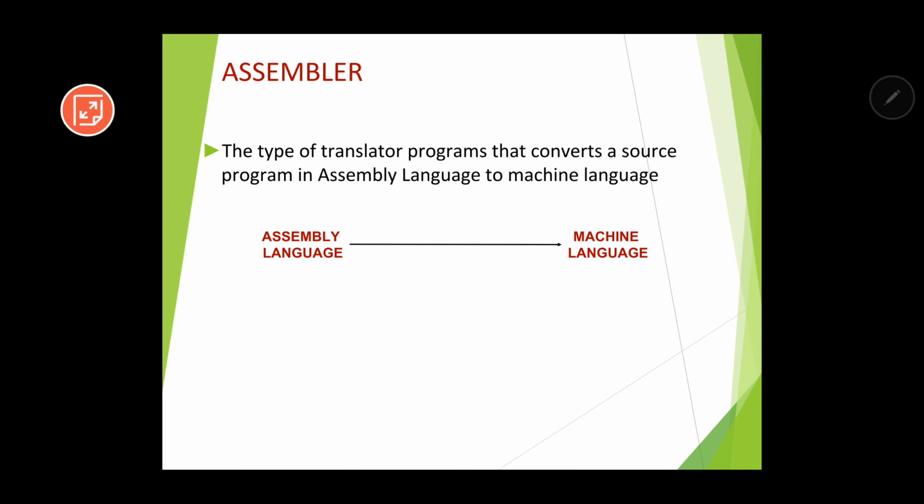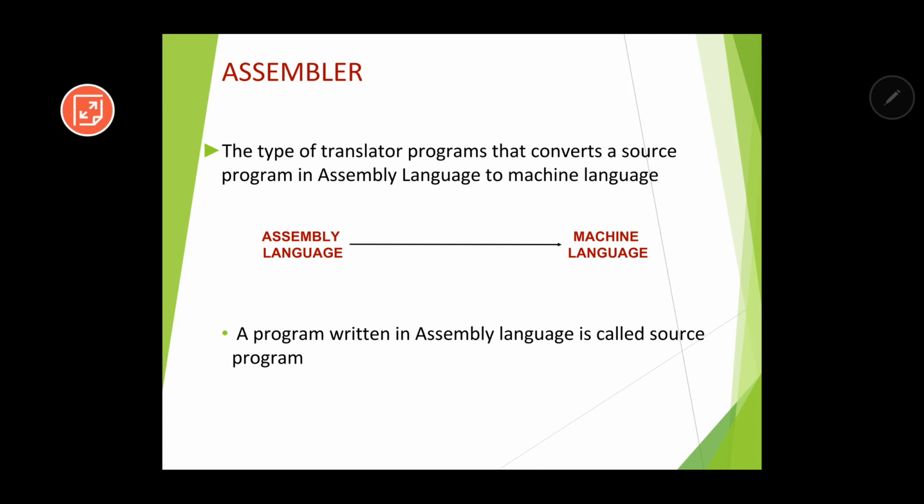So what is assembler? Assemblers are used to convert the codes written in assembly language into machine language. Why is this conversion required? I am repeating again, because computers can understand only machine language. So whatever we are giving them, computers cannot understand it. So for making the computer understand, we require the help of assembler. Let's go to the definition. The type of translator program that converts a source program in assembly language to machine language is called an assembler.